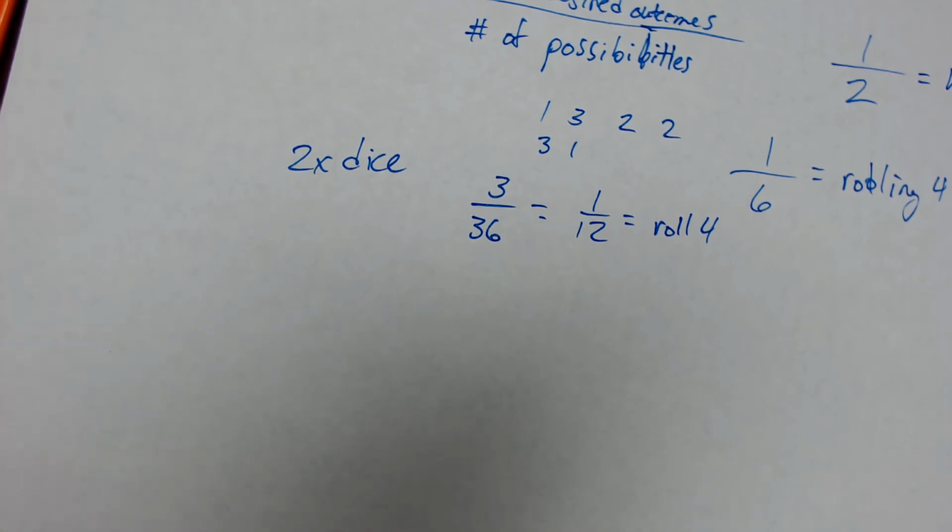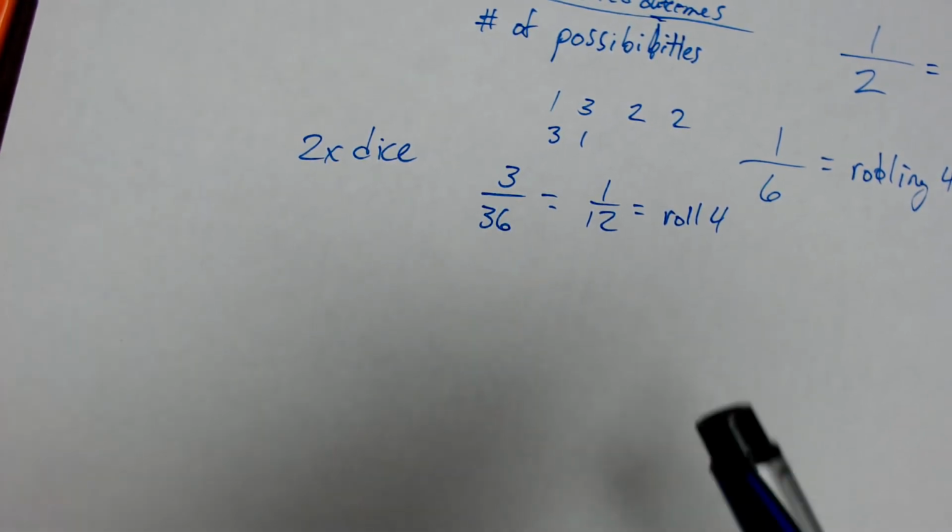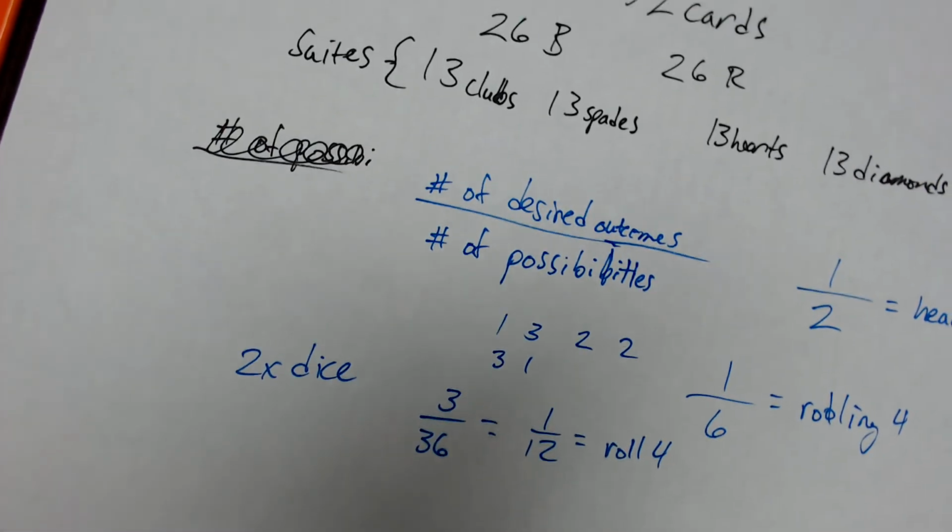And that's it for probability. Let's talk about designated order. Now, designated order is different from probability in that it is not independent. All of these are independent events.